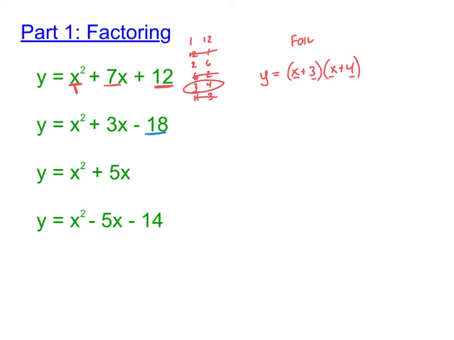Okay, so it's a negative 18. So I could do negative 1 and 18, negative 18 and 1, negative 2 and 9, negative 9 and 2, negative 3 and 6, or negative 6 and 3. And in this case, I'm looking to find two numbers that would add up to 3x. In this case, because it's got to be a positive 3, I'm going to use these two right there.